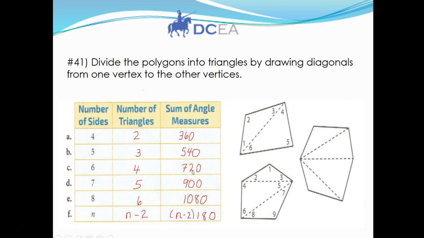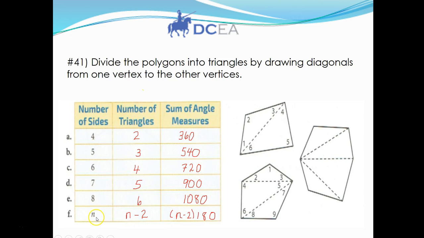The more sides you have, the more complicated this would get. So we need a formula. Let's just look at the pattern. If you have 7 sides, you'll have 5 triangles. 5 times 180 is 900. If you have 8 sides, you'll have 6 triangles. 6 times 180 is 1080.